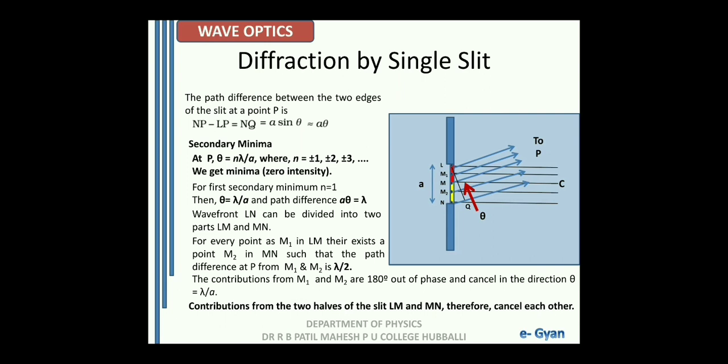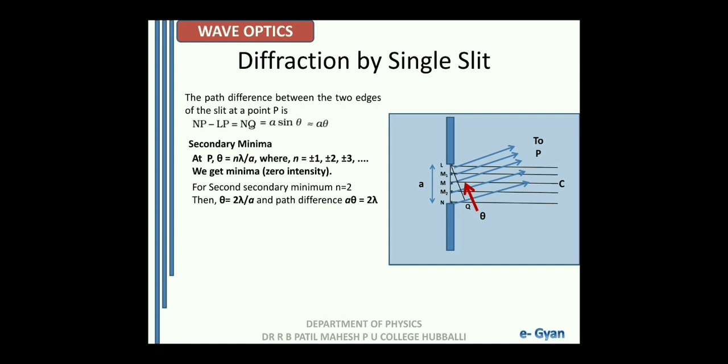Now let us try to understand this by taking the second secondary minimum. Assume that for the second secondary minimum, the value of n is equal to 2. If n is equal to 2, then theta is equal to 2 lambda by a. So the path difference a theta becomes 2 lambda. When the path difference a theta becomes 2 lambda, then the same wavefront LN can be divided into 4 equal parts.